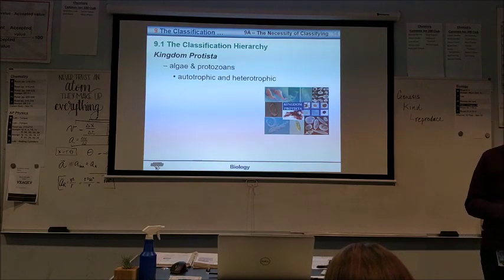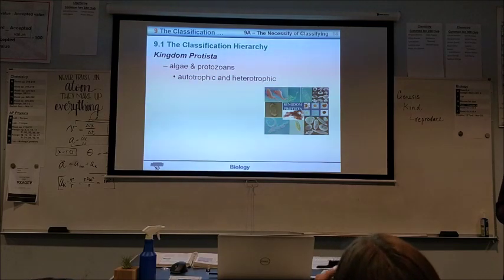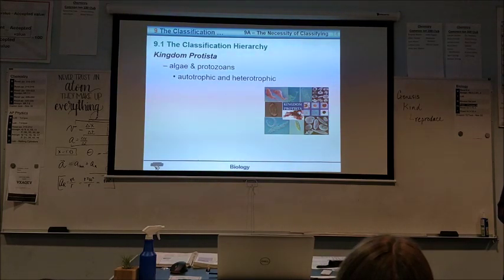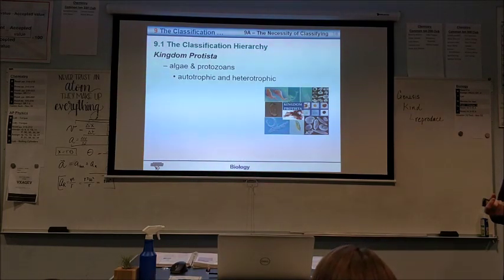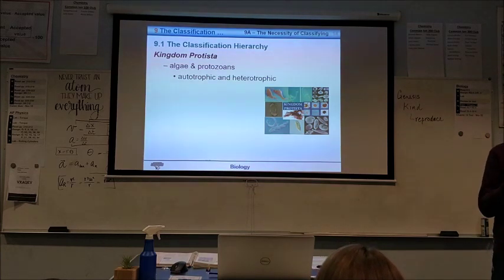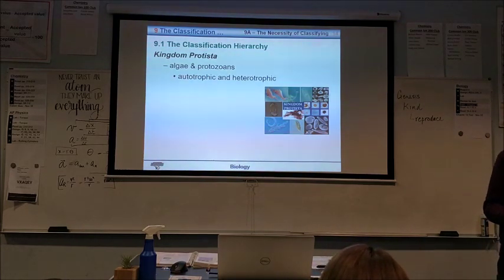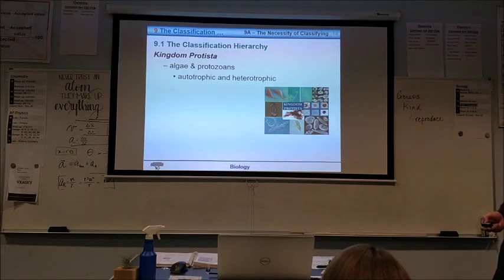Some of them are autotrophic, which means what? What does autotrophic mean? Self-feeding, right? Auto means self. Troph means feed or eat. So they feed themselves. They make their own food. But then there's some of them that are heterotrophic, which means that they feed on other organisms, right. Okay? So some of them are like one or the other.